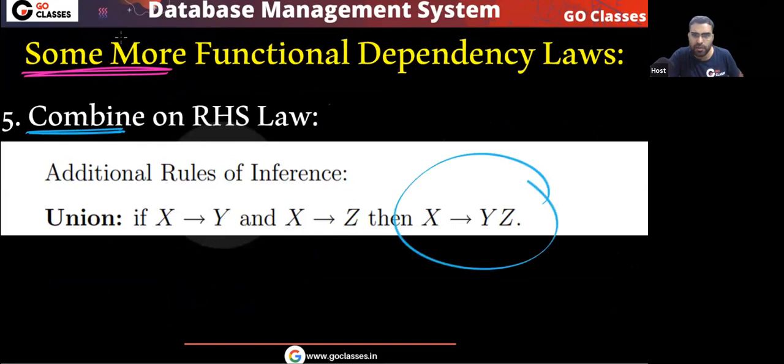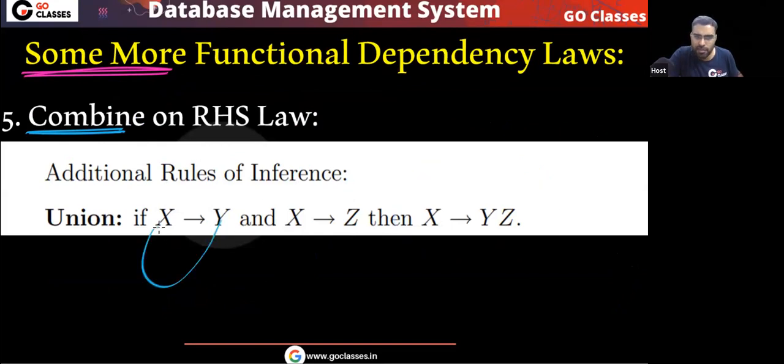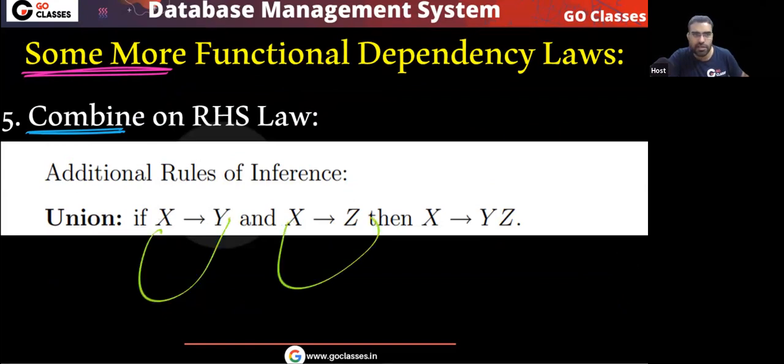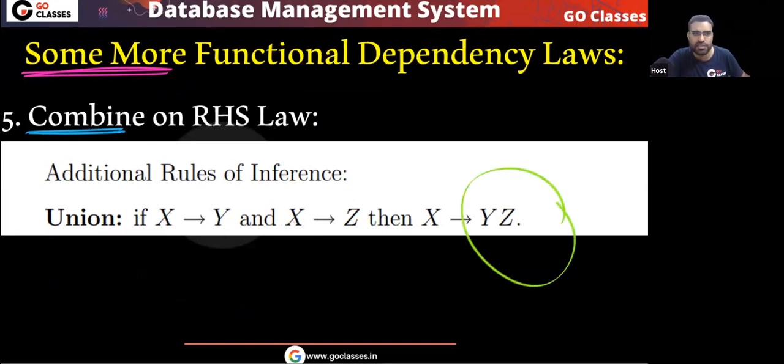Can I say X will determine YZ? X can determine Y, X can determine Z. Can I say X will determine this combination? Yes, this is true. If X determines Y and X determines Z, then X will also determine this combination. Can you prove it? Let's prove it.